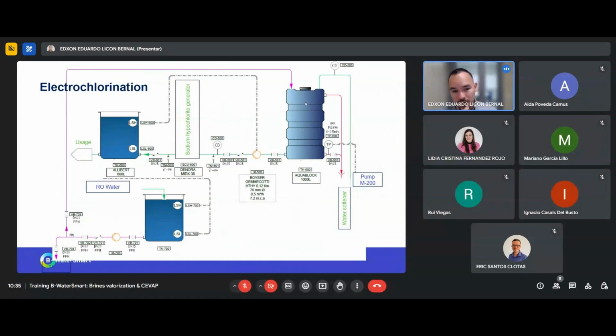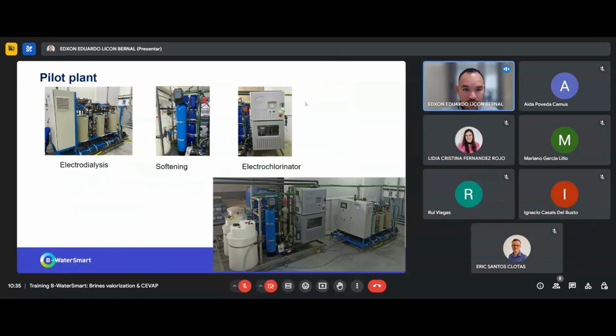In the electrolyzer, again, a buffer tank, and it is just a single pass that we are producing about 140 liters per hour of sodium hypochlorite of about 4,000 ppm of free chlorine. And this is what we have installed, how it looks like in general. This is the electrodialysis unit, the softening unit, the electrochlorinator, and this is how it looks like in reality when you see everything in place in the demo site.